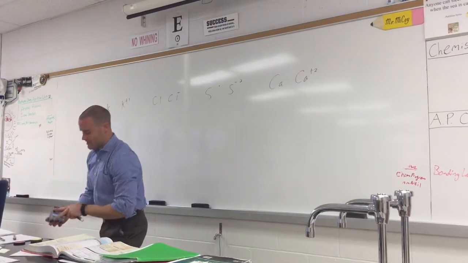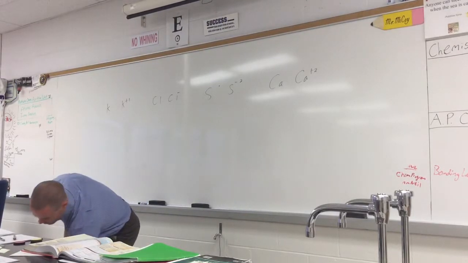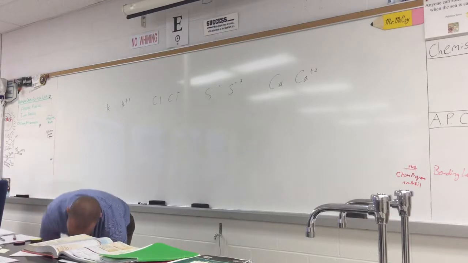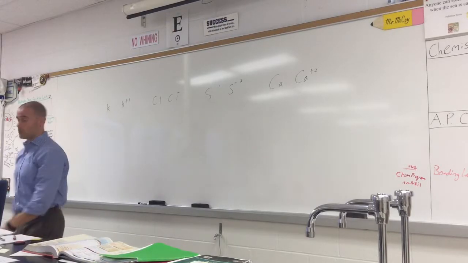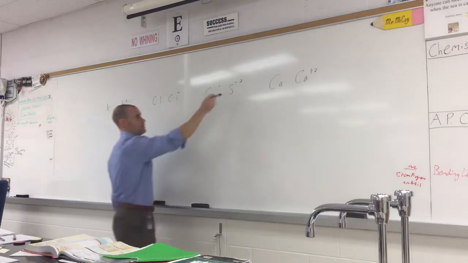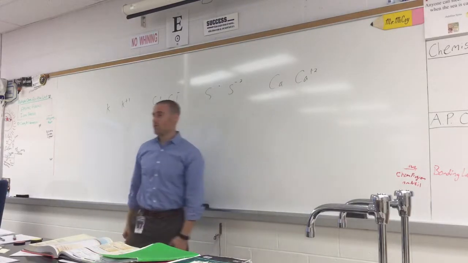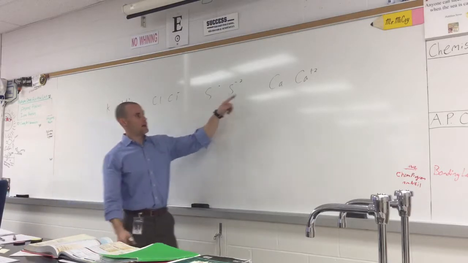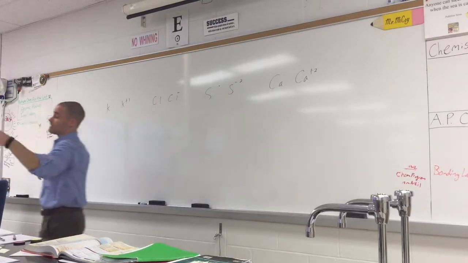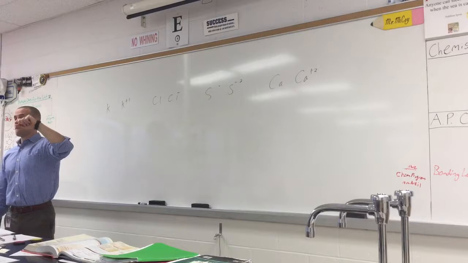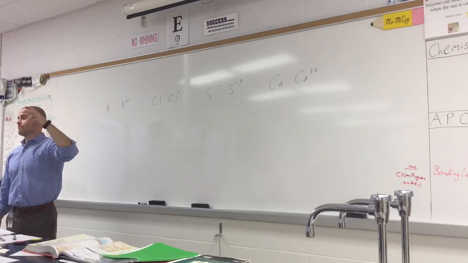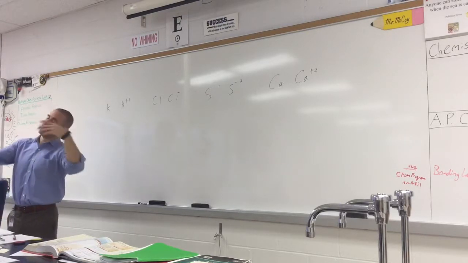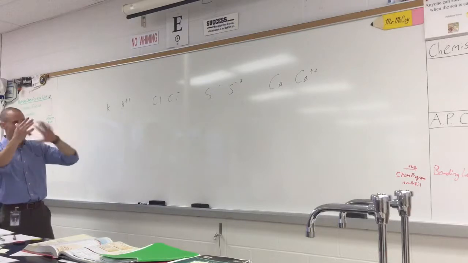If you see a charge in the top right corner, what do we call that? What do we call these things? Ions. So what are these called, the ones without a charge? Atoms. Good. It's important to remember that. Positive ions are cations. The negative are anions. So you need to know the terms.